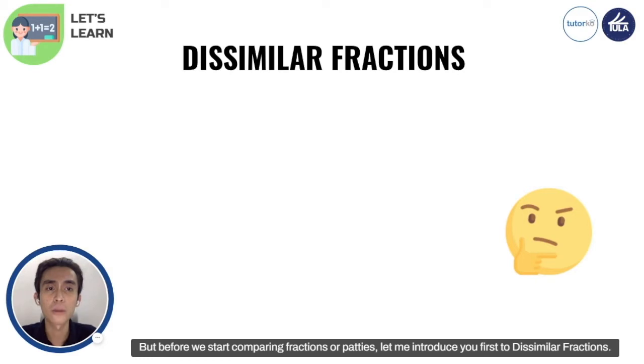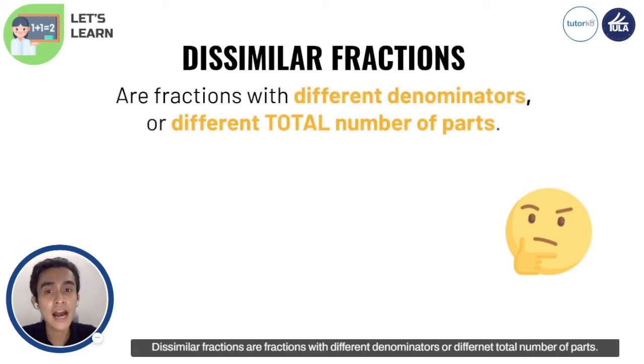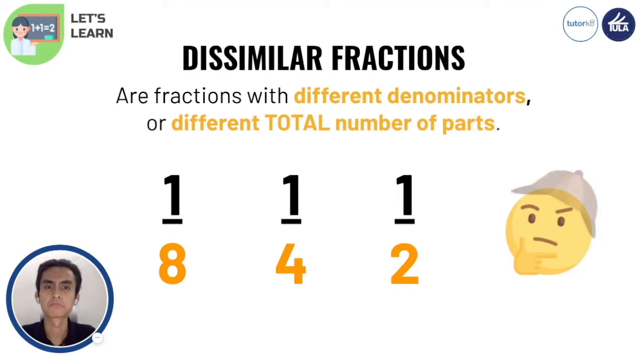But before we start comparing fractions or patties, let me introduce you first to dissimilar fractions. Dissimilar fractions are fractions with different denominators or different total number of parts. So 1/8, 1/4, and 1/2 are dissimilar fractions because they have different denominators. So how do we compare them?